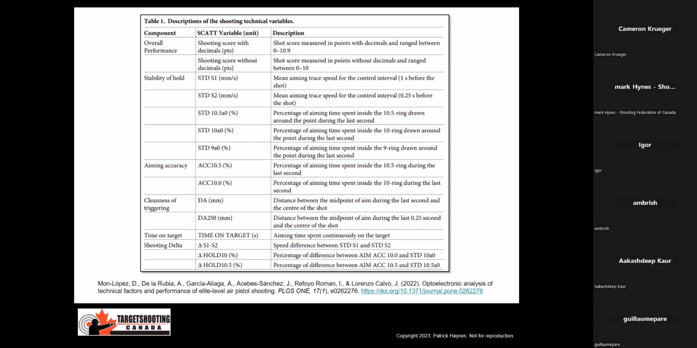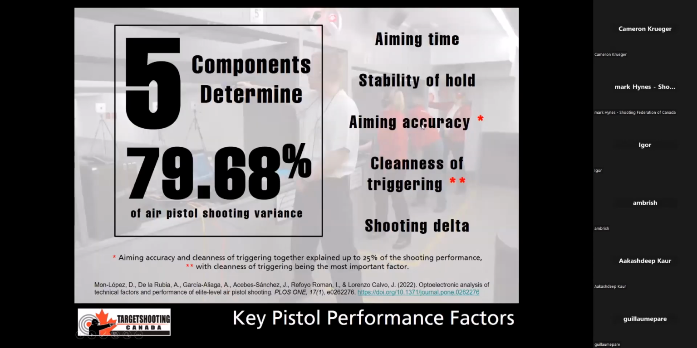I'm not as familiar with the new SCAT details, but I can show you what we're talking about. DA is that cleanliness of trigger that we were talking about. Aiming accuracy in the 10.5, the 10.0, and then the area of the 10. Again, these are the items you want to look for: aiming time, stability of hold, accuracy of aiming, cleanliness of trigger, and the shooting delta.